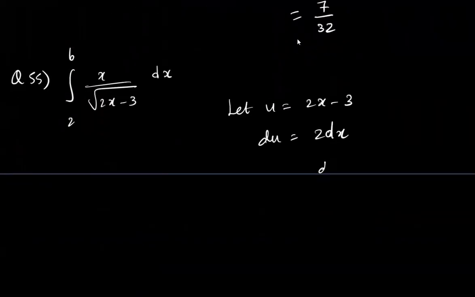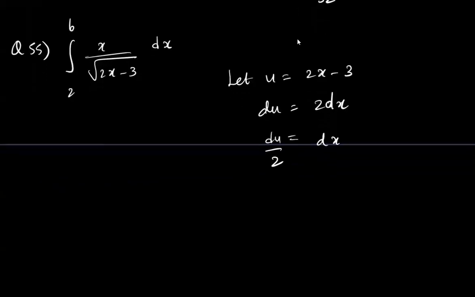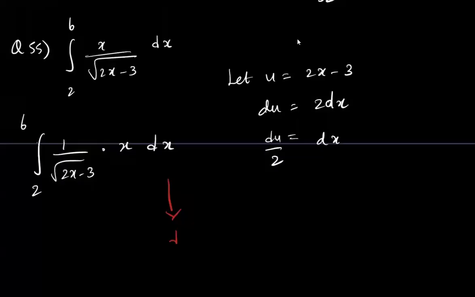Okay, that's fine. So I will write my dx as du over 2. Keep that in mind. Then let's do this. If you were to split up my original problem, what will happen? I will have 1 over square root of 2x minus 3 times x dx, right? But we have only written for dx. So what we have done here is rewritten dx as du over 2.